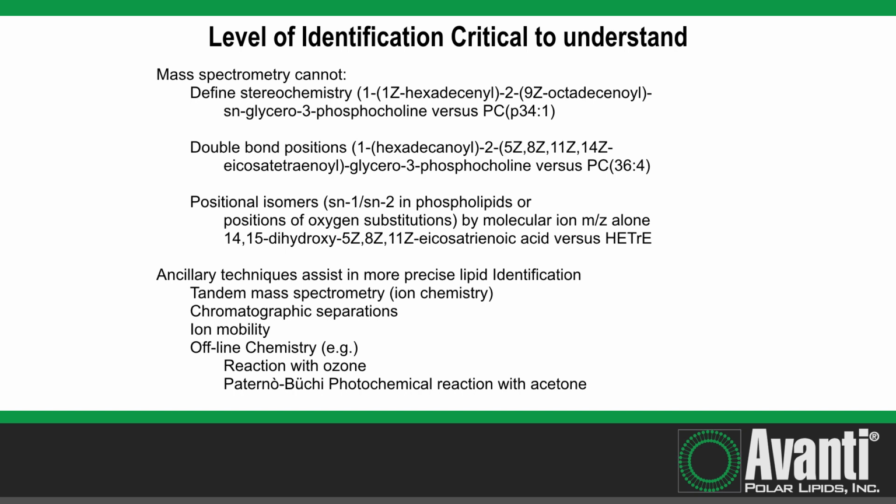So to get this information, it probably takes additional experiments. For example, one can do tandem mass spectrometry on the fatty acyl groups themselves to get position information of oxygen substitutions. Sometimes chromatographic separations allow you to get that. Ion mobility can. Sometimes you have to go all the way to ion chemistry, derivatization of the molecule with, for example, ozone, which has been widely used, very effectively used, to tag the locations of double bonds.